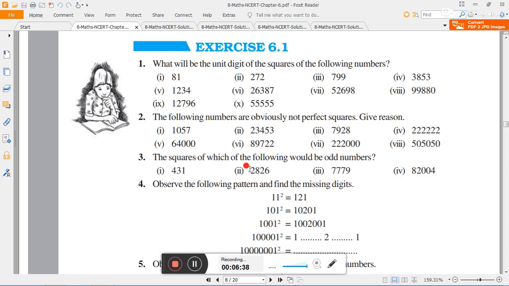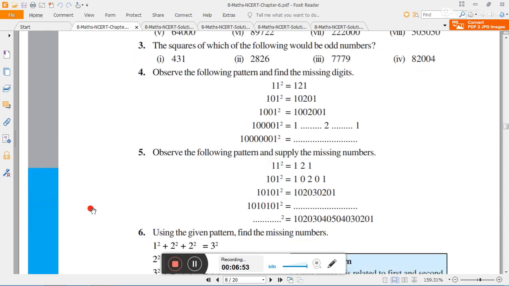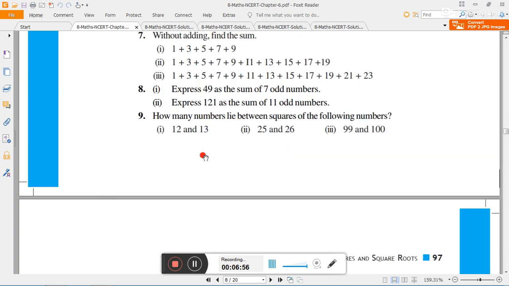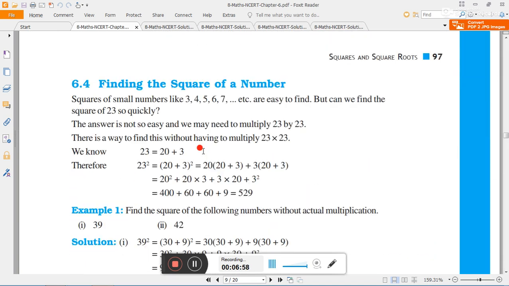Third one, the square of which of the following would be odd numbers. जो नंबर ऑड होता है उसका स्क्वायर भी ऑड ही रहता है. सो यहाँ पे बीट नंबर फर्स्ट and this one is a third one. These two are odd numbers and their squares are also odd. So in this way you can solve the exercise questions.